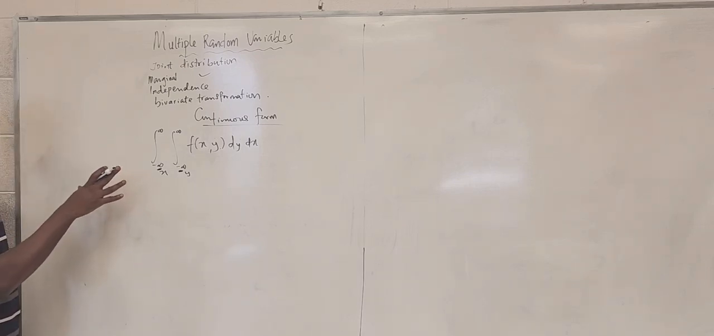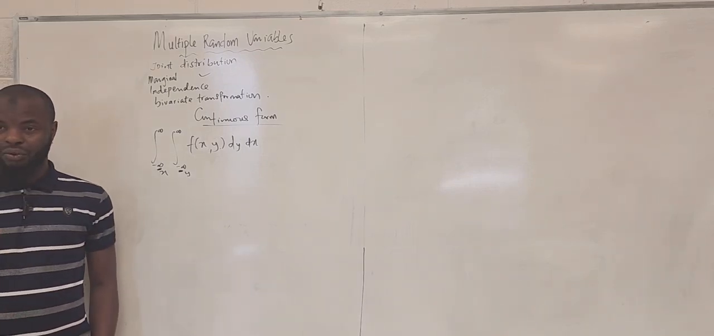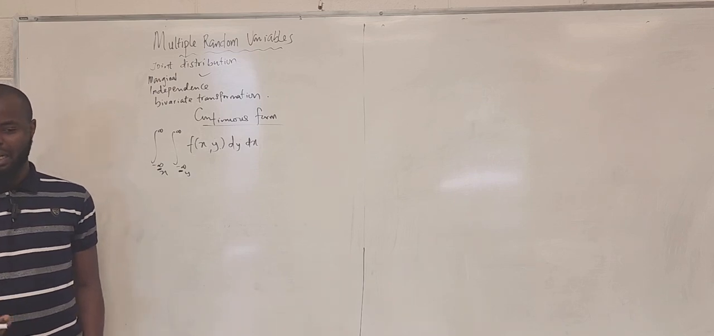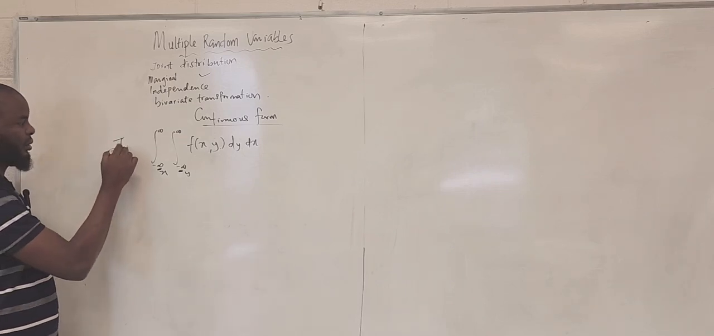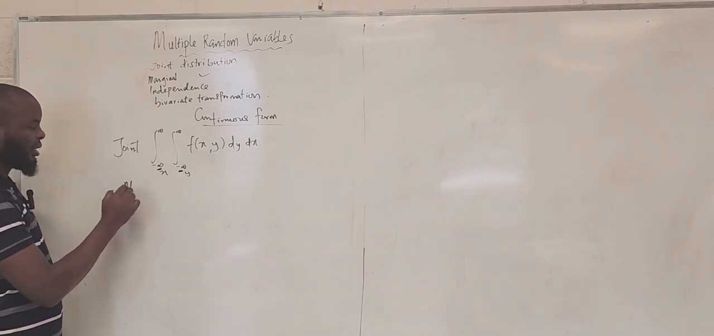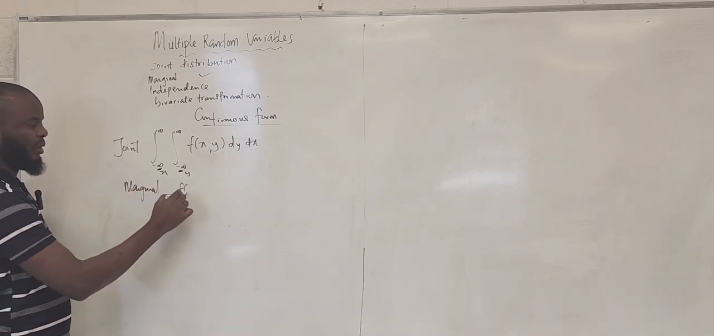Now, that's for the joint distribution. You can have more than two variables, like 4, 5, 6. I think there's an example that we have with 4, so we're going to look at that. Now, this is for the joint. If you have that of the marginal, your f of x.